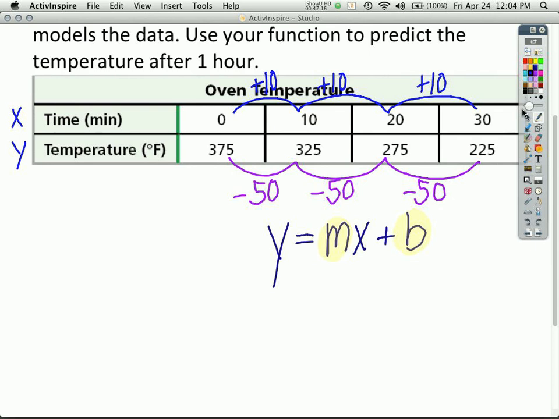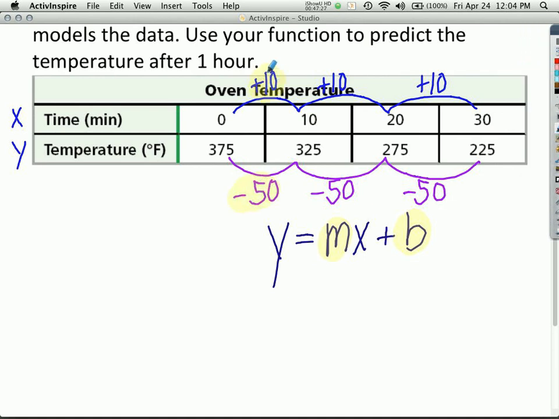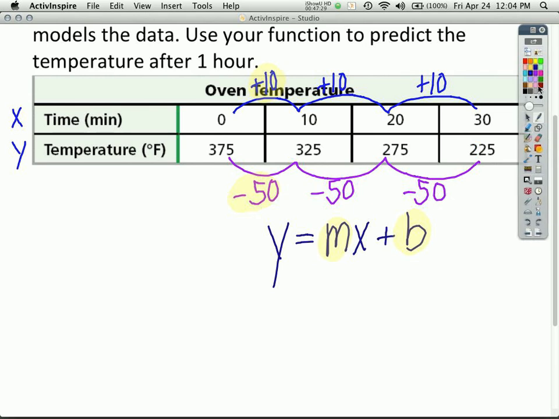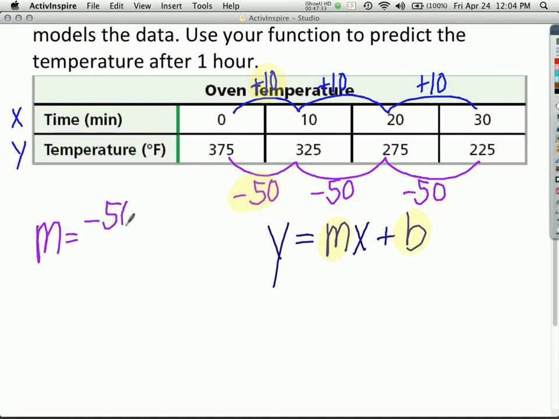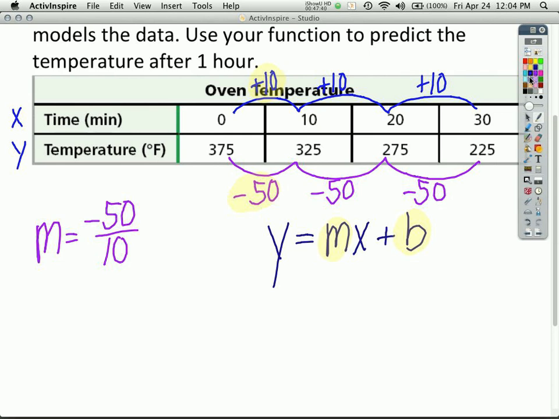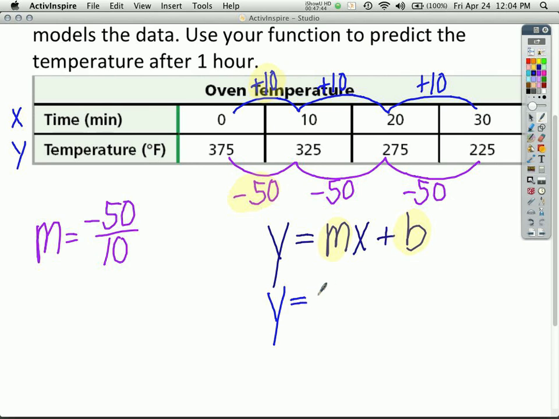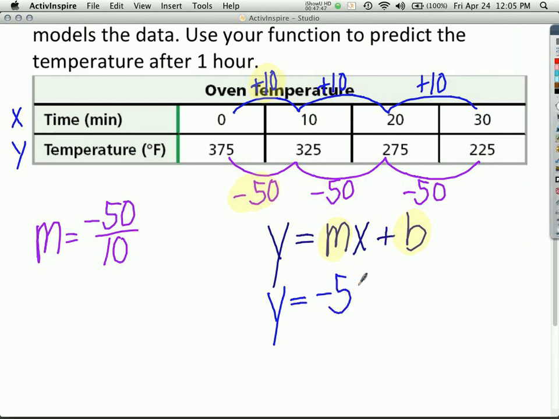Slope is not just y2 minus y1 over x2 minus x1. It's also the change in the y's over the change in the x's. So the slope is the change in the y's over the change in the x's. So the slope is going to be negative 50 over 10. Simplify. So Sean, what's negative 50 over 10 come out to? 5 over 1. Negative 5, very good.